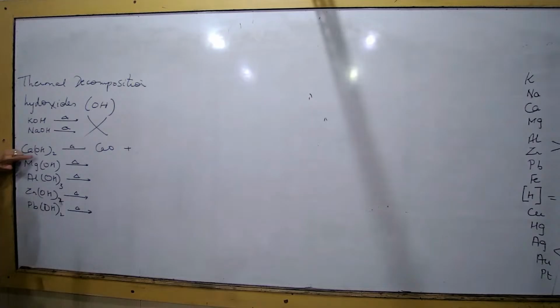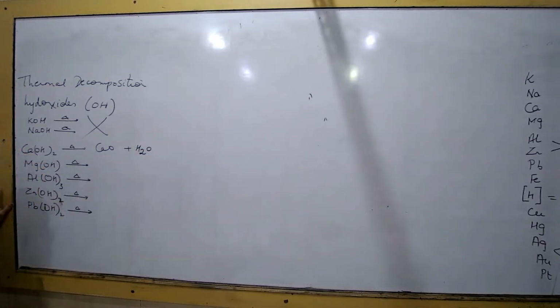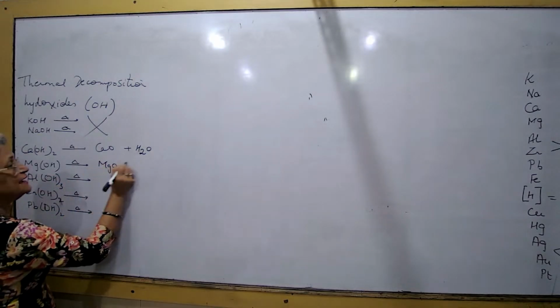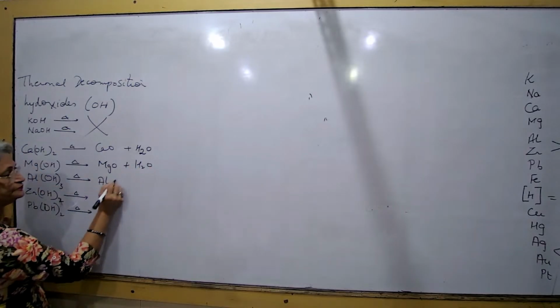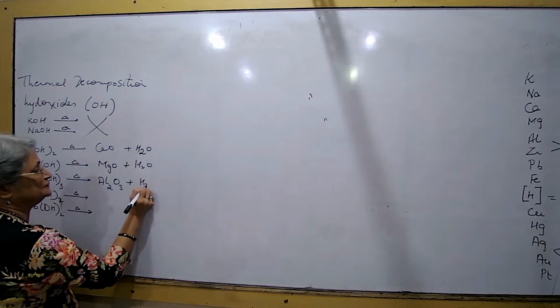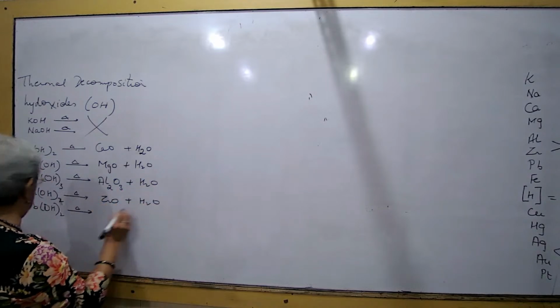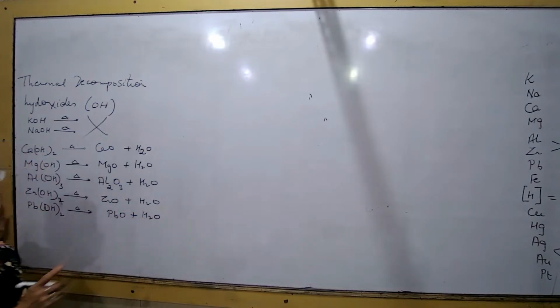If it is hydroxide, remember you will get water. Hydroxide means water. So here what will you get then? Come and tell me. Magnesium oxide plus water. Then aluminium oxide plus water. Then zinc oxide plus water. And lead oxide plus water. Okay. Now, this is what you will get.